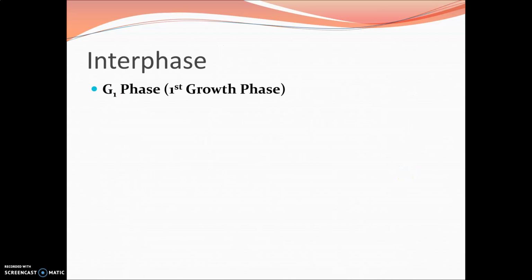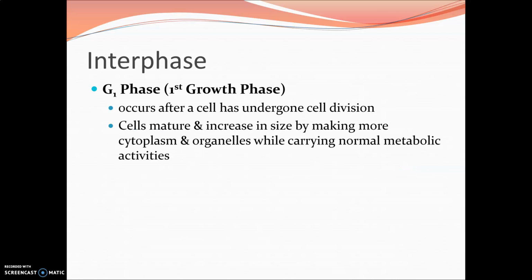We're going to start with the G1 phase. G1 stands for first growth phase. We have two growth phases and then a synthesis phase. The G1 phase occurs after a cell has undergone cell division. It's the very first thing that a cell starts doing as soon as it has divided into a new cell. So cells begin to mature.